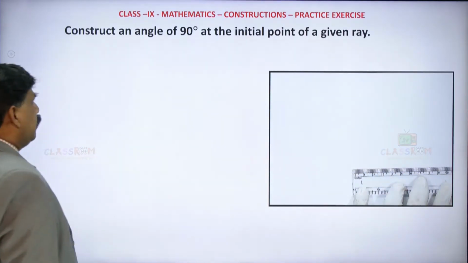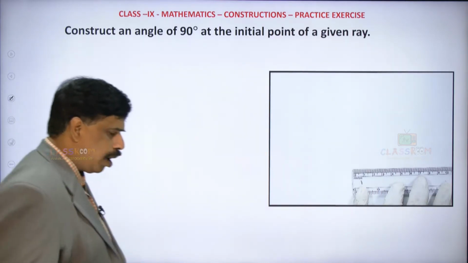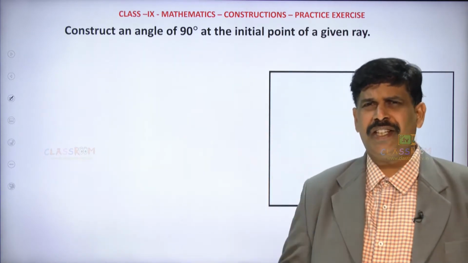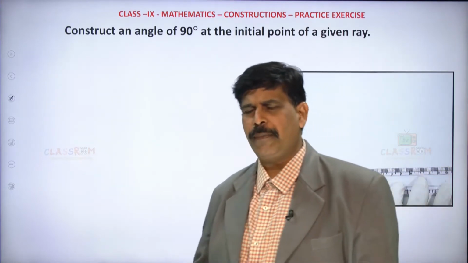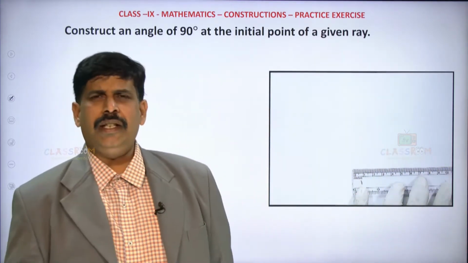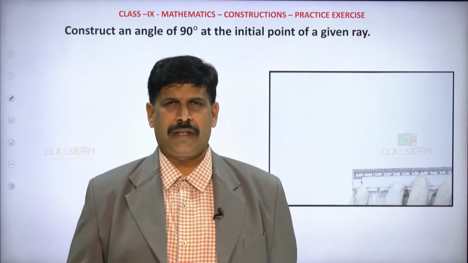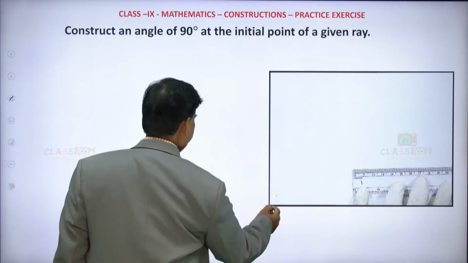Construct an angle of 90 degrees at the initial point of a given ray. So we have to draw 90 degrees. How to draw 90 degrees by using a compass? We know how to draw 90 degrees using a protractor, but here I'm going to explain how to draw 90 degrees using a compass. See the construction here.